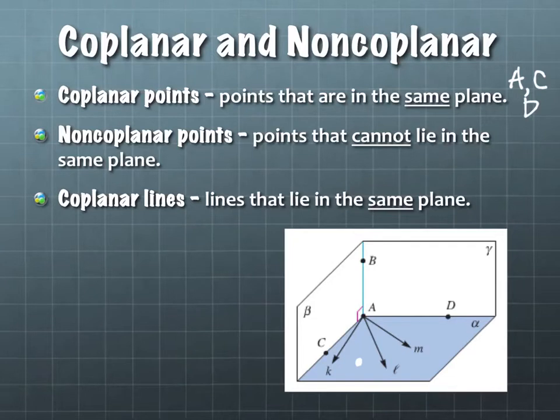It would. But if I consider instead the point B up here, it is not coplanar with the other 3 points. Now, B and A and C are all coplanar and they lie in plane beta. And B and A and D are all coplanar and they lie in plane gamma. But all 4 of those points taken at the same time don't all have a plane that they all lie in. So an example of non-coplanar points would be, for our picture here, all of these, A, B, C, and D.